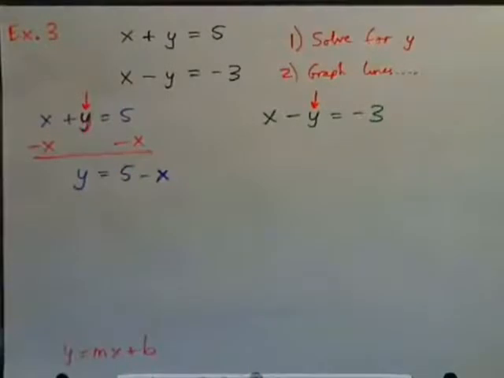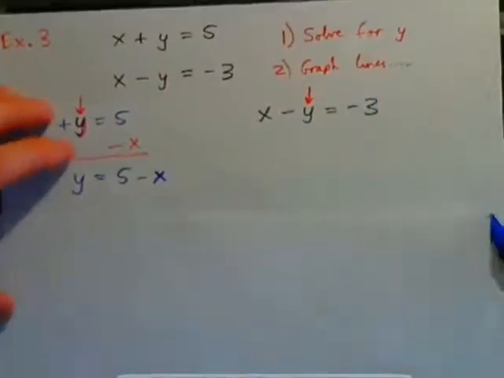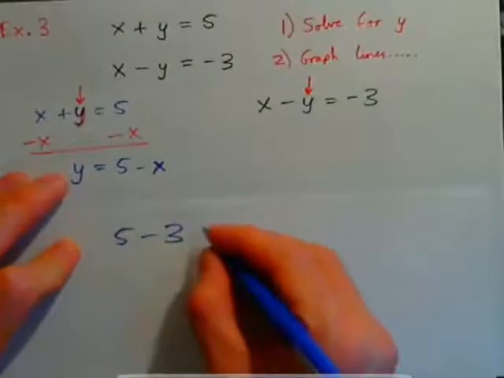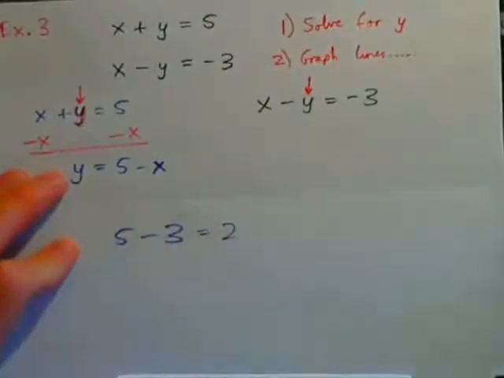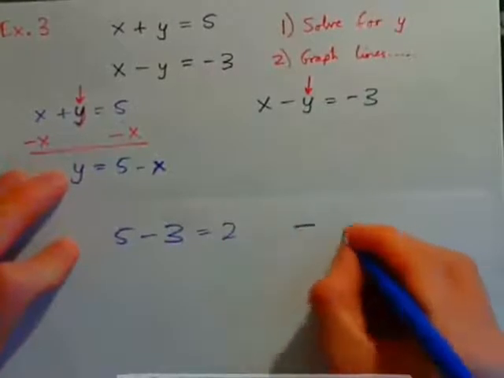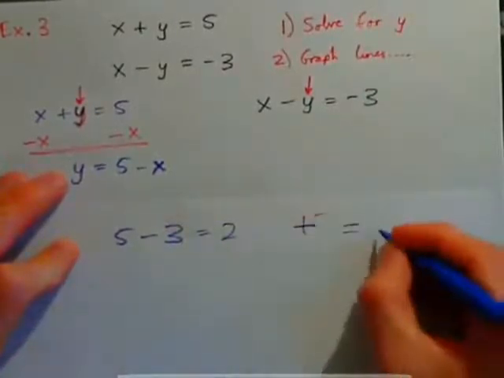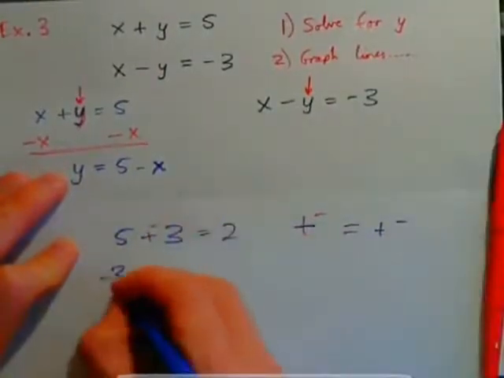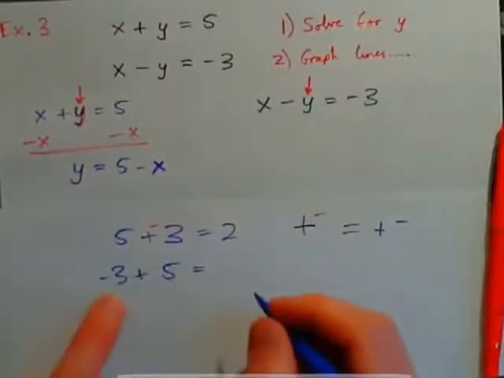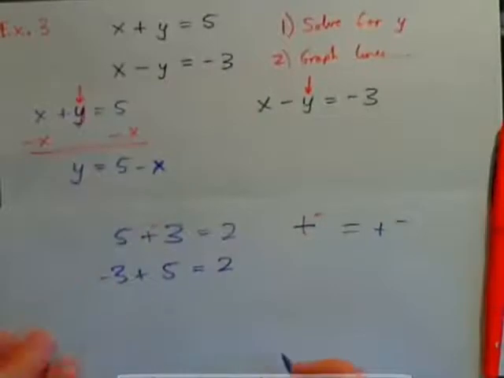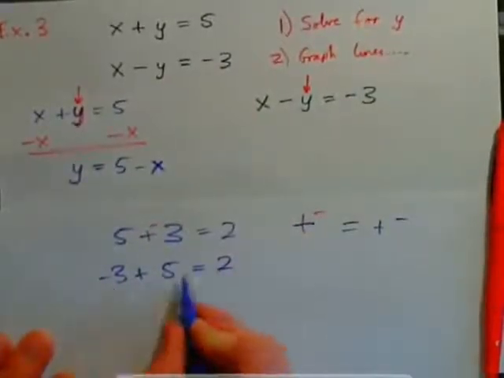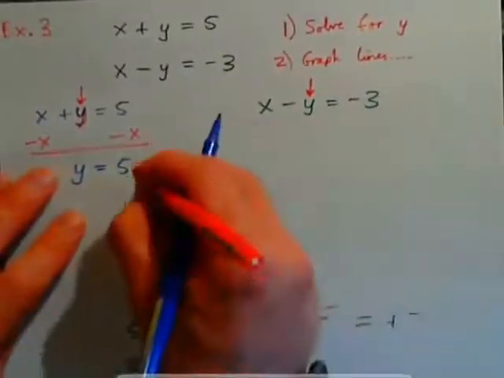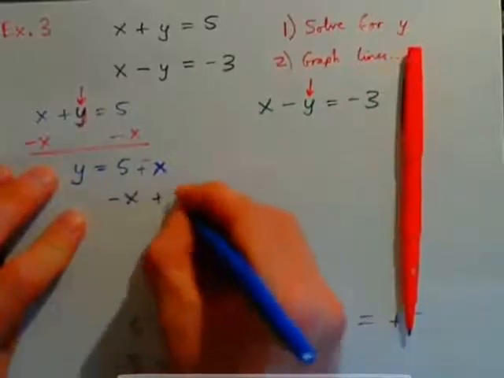Now, the point about this is, and you've got to think of this, look, if I had 5 minus 3, what's 5 minus 3? It's 2, isn't it? Isn't that the same thing as, and we know from Math 60 that we can change subtraction to plus negative. I can change this to plus negative, and it'll say negative 3 plus 5. Now, what's negative 3 plus 5? It's also positive 2, right? So 5 minus 3 is the same thing as negative 3 plus 5, isn't it? So 5 minus x can also be written, changing it to plus negative, as negative x plus 5, okay?